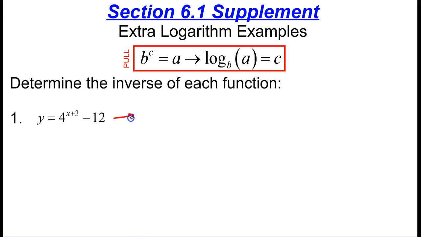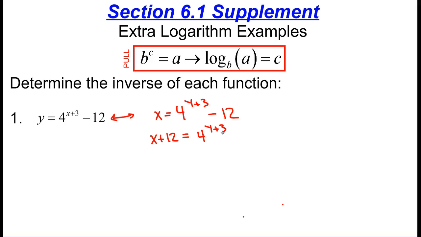Well, we're going to start by using the strategy we learned last chapter, which is to find the inverse of a function, we need to switch the x and the y. So I'm going to write this as x equals 4 raised to the y plus 3 power minus 12. And the thing we learned last semester was that our goal needs to be, we need to solve for y. So I'm going to start by getting rid of this negative 12 on the right hand side, and I'm going to add 12 to both sides. So I have x plus 12 equals 4 raised to the y plus 3 power.